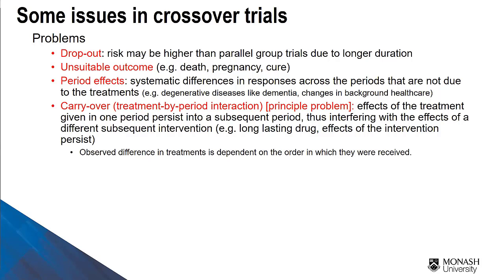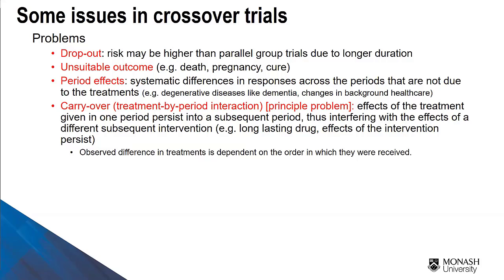A particular issue that arises in crossover trials is something known as period effects, where we have systematic differences in responses across the periods that are not due to the treatments. So it could be that if you've got a degenerative disease like dementia, there are changes in the participant over time, or it could be that there are changes in background healthcare. Now, these period effects can be quite easily overcome by the design of the trial or the analysis.